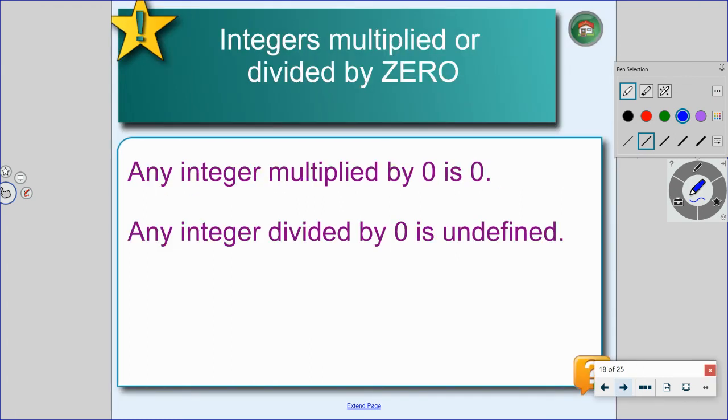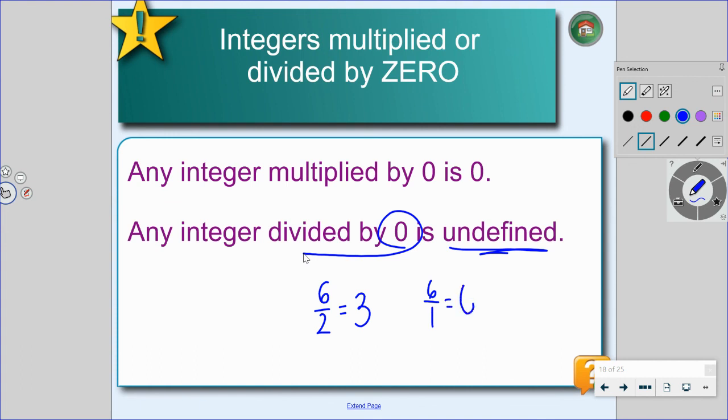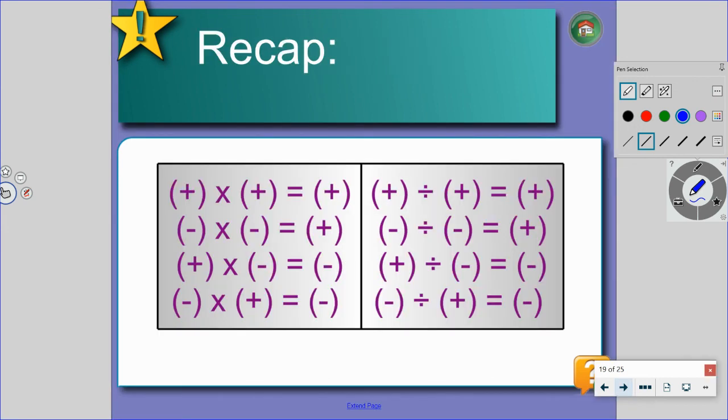Interestingly, any integer multiplied by 0 is 0. But any number divided by 0, you can't do it. Think about 6 divided by 2. You split them up into 2 groups, there's 3 in each group. 6 divided by 1, there's 6 in that group. But can you have $6 and split it up into groups of 0 and still have $6? That's impossible. So we often use the word undefined.